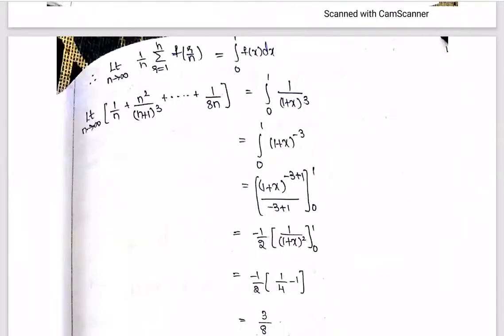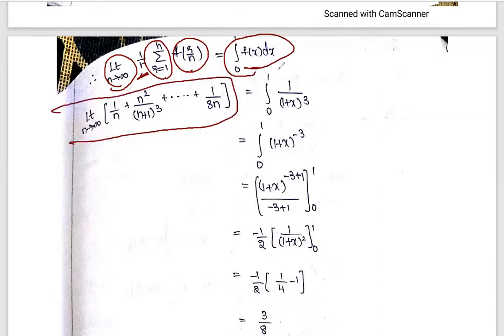So what is the formula that you actually have? Limit n tends to infinity 1 by n summation r equals 1 to n f of r by n is equal to the integral from 0 to 1 of f of x dx. So this entire thing is the question, and f of x dx. Well, in the previous slide, what is f of x? f of x, we got it as 1 by 1 plus x whole cube.